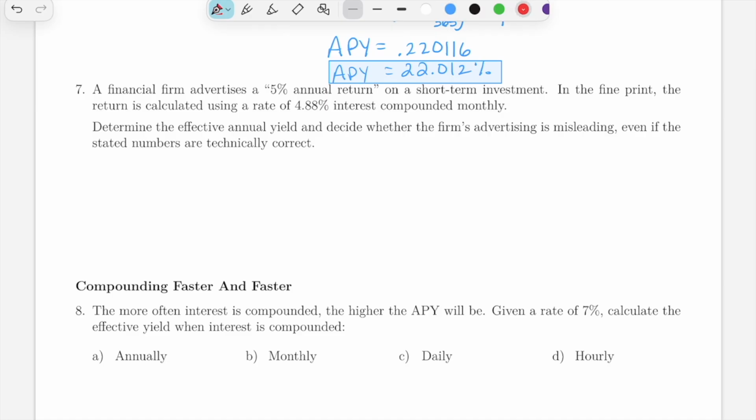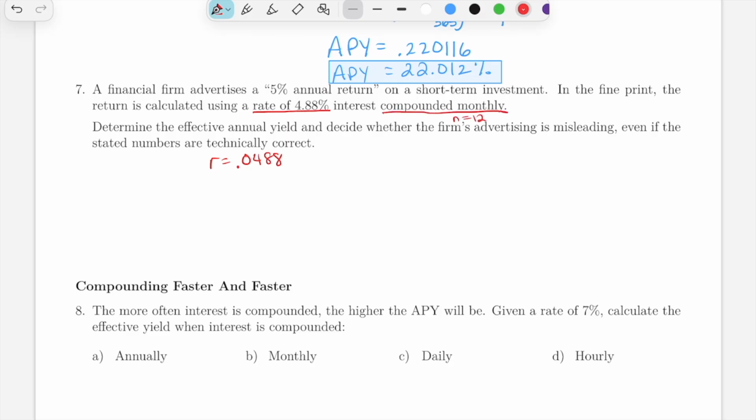When we go through and identify these, it says in the fine print the rate of return is using a rate of 4.88%. We'll use R as 0.0488. The reason I skipped over the 5% is that's what they're advertising, but in the fine print that says they're using 4.88%. And our goal is to determine whether or not this 4.88% actually gets you to the 5%. It does say compounded monthly, so N is 12.